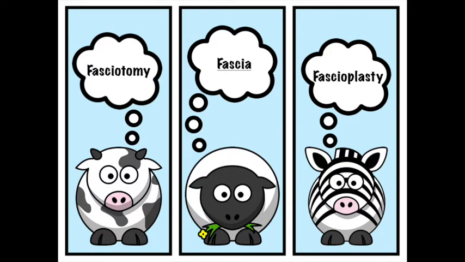Treatments for fascia include a fasciotomy. A fasciotomy is a surgical incision of the fascia. Fascio meaning fascia, and otomy meaning surgical incision. Fascioplasty is a surgical repair of the fascia. Fascio meaning fascia, and plasty meaning surgical repair.